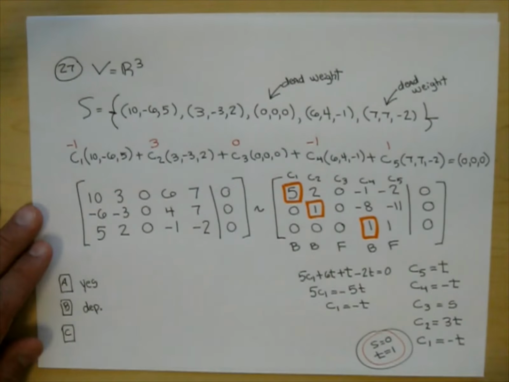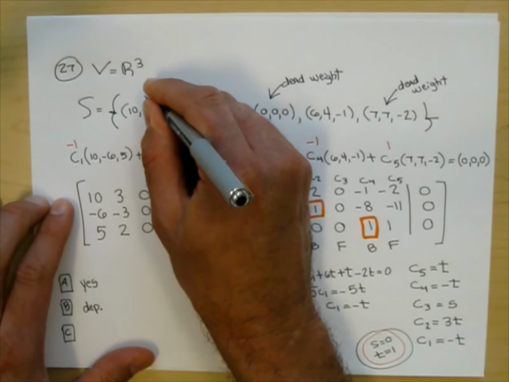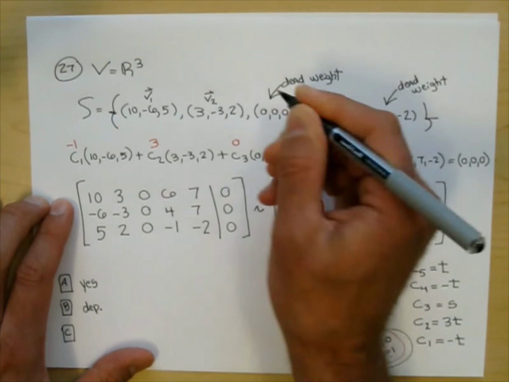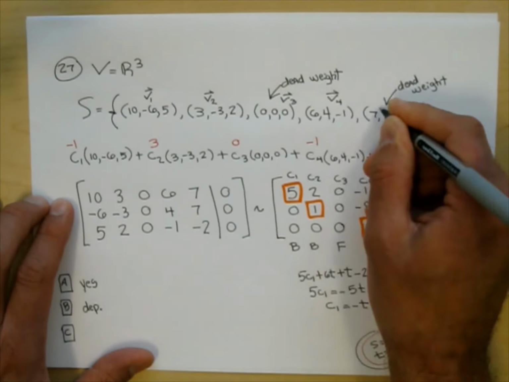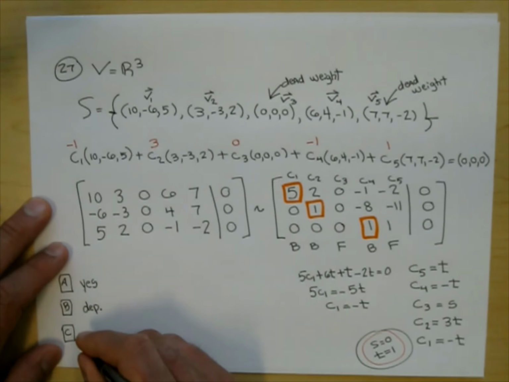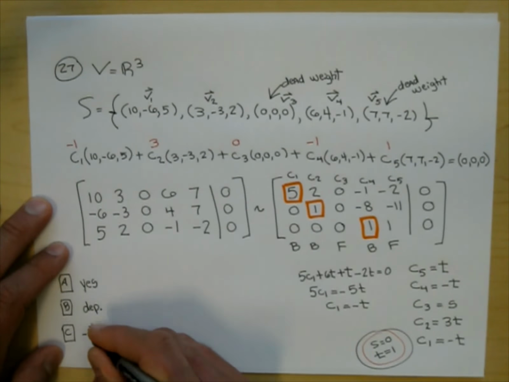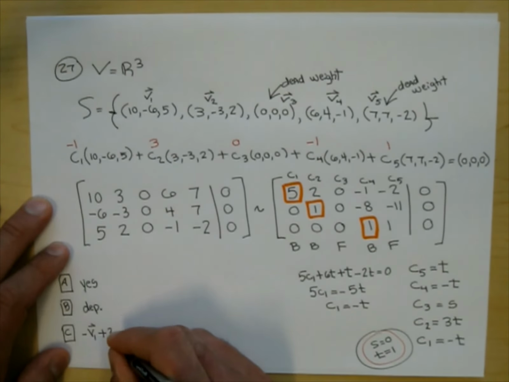So my dependency relationship is going to be negative 1. Let's call these V1, V2, V3, V4, V5. So what do I have? I have negative V1 plus 3V2.